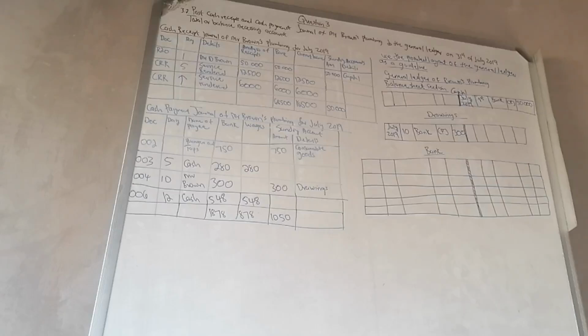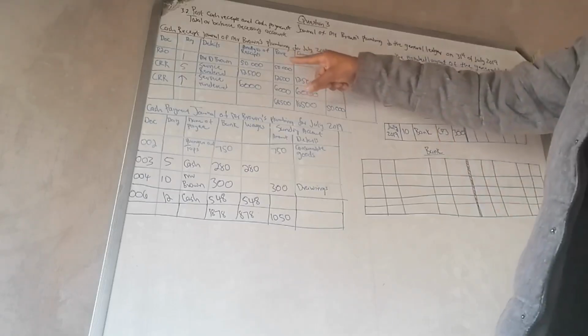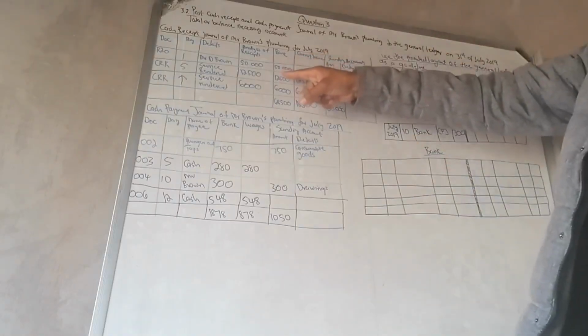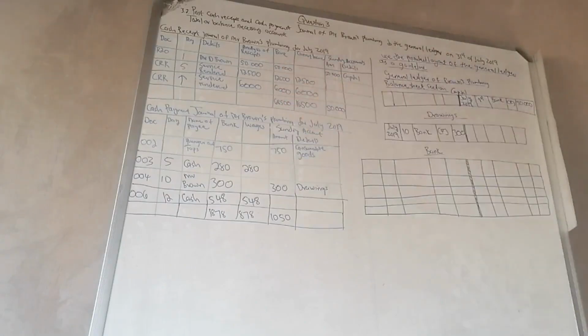12,500. Now my question: are we going to record all these amounts, or are we just going to record the total?